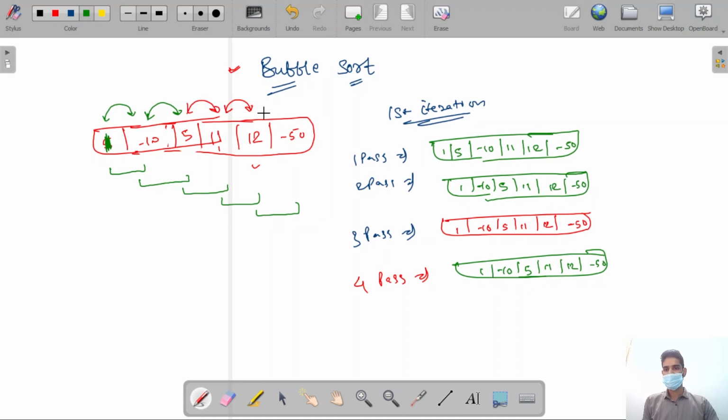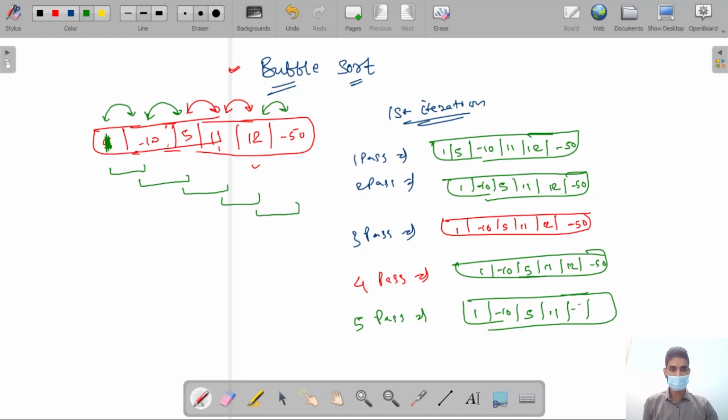After that, 12 and minus 50 get compared. 12 is bigger than minus 50, so we swap these two values. Fifth pass. What will our array be? 1, minus 10, 5, 11, minus 50, and 12. The values are swapped. So this is our first iteration.